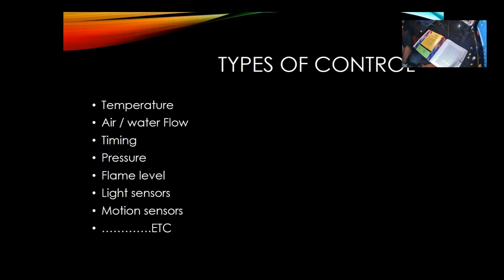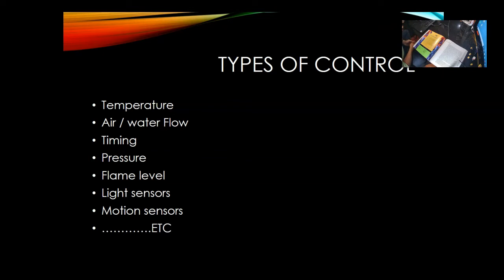So, types of control. Again, we try to control the temperature. We can control air and water flow. We can also provide timing, pressure, flame level, light sensors, motion sensors. These are all controls. Some of these are inputs. But the main point of having these controls is that we want smooth operation. We want things to run the way we want them within our limits.